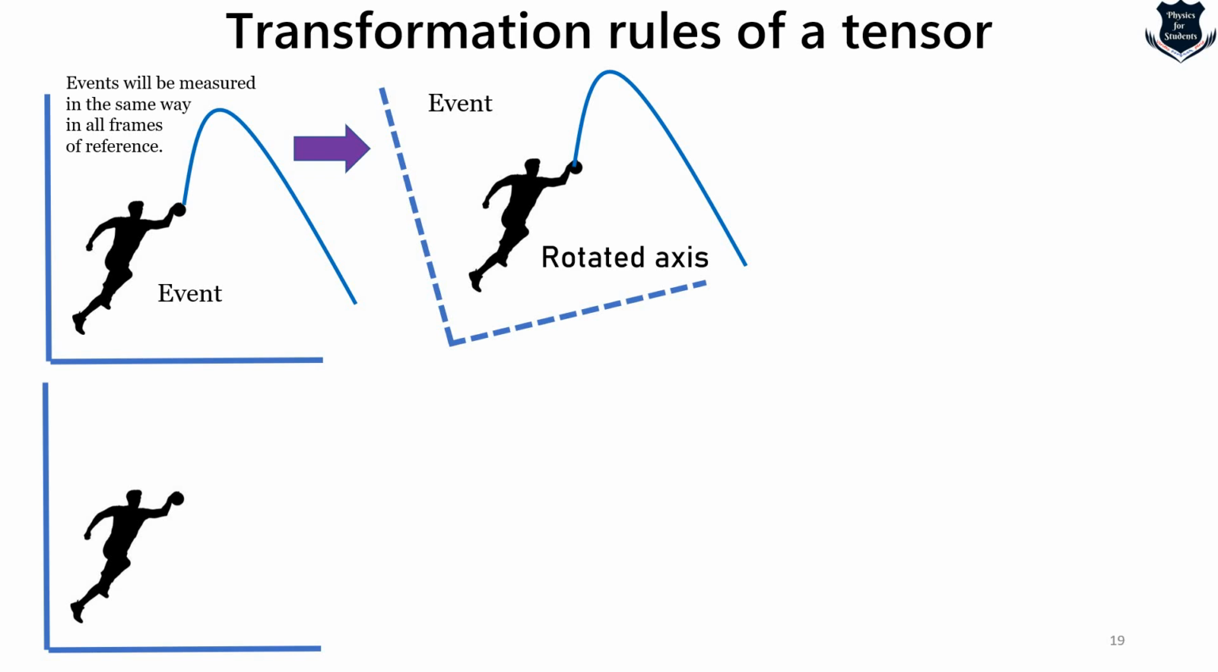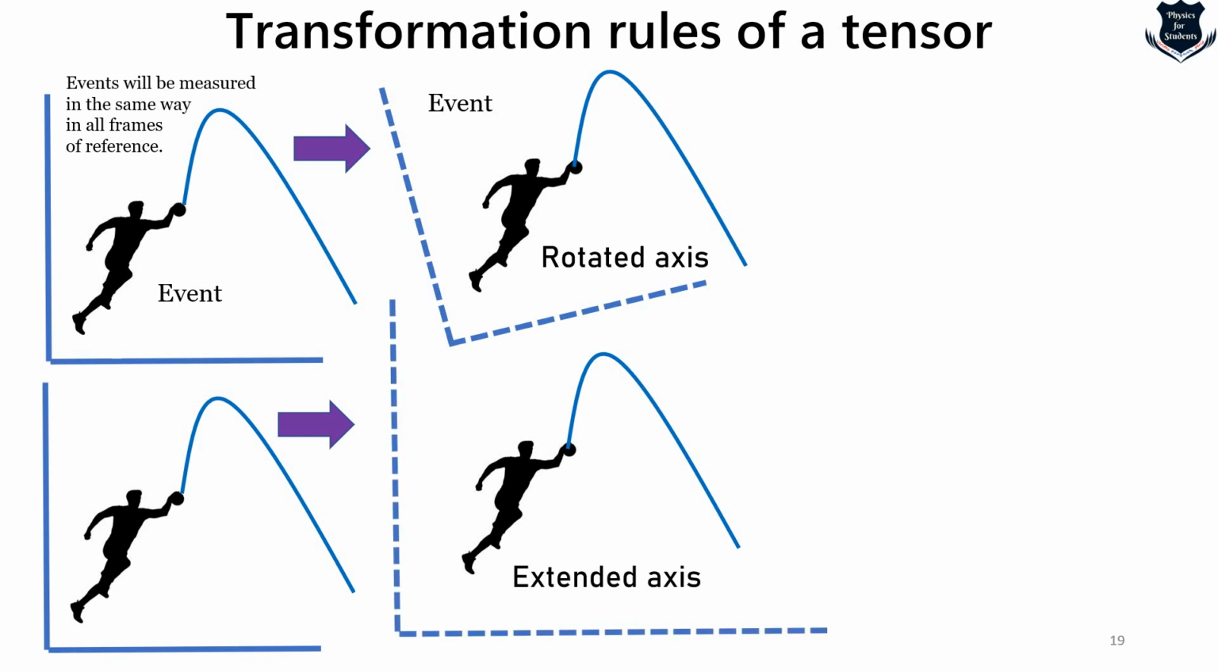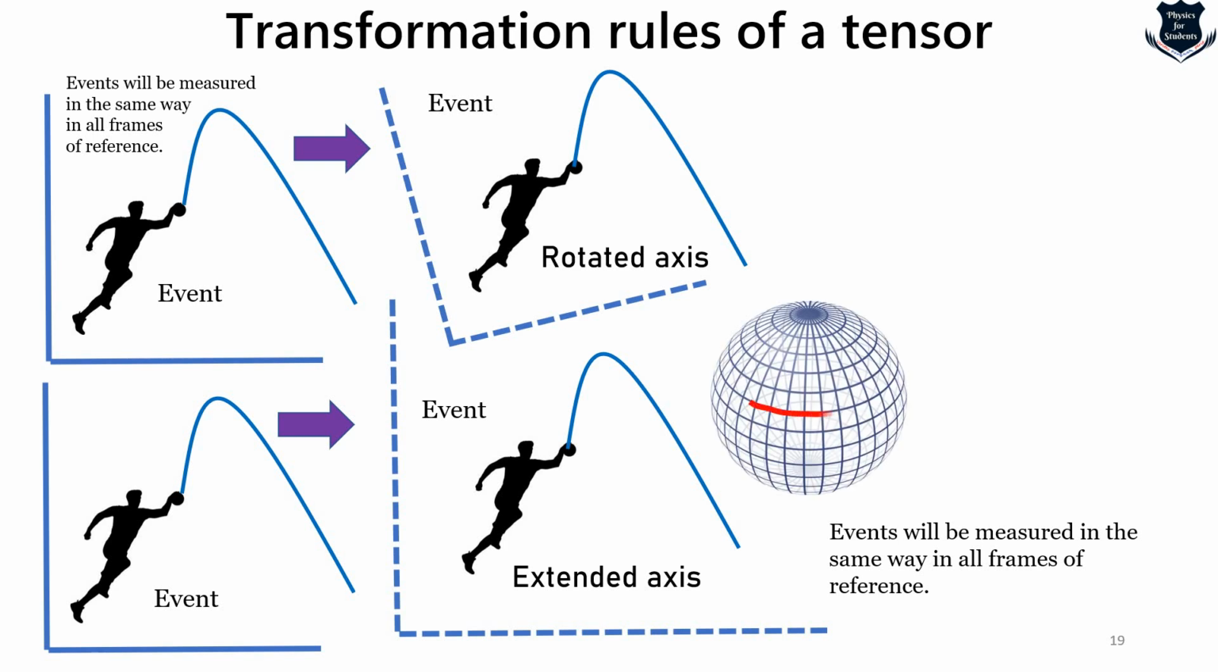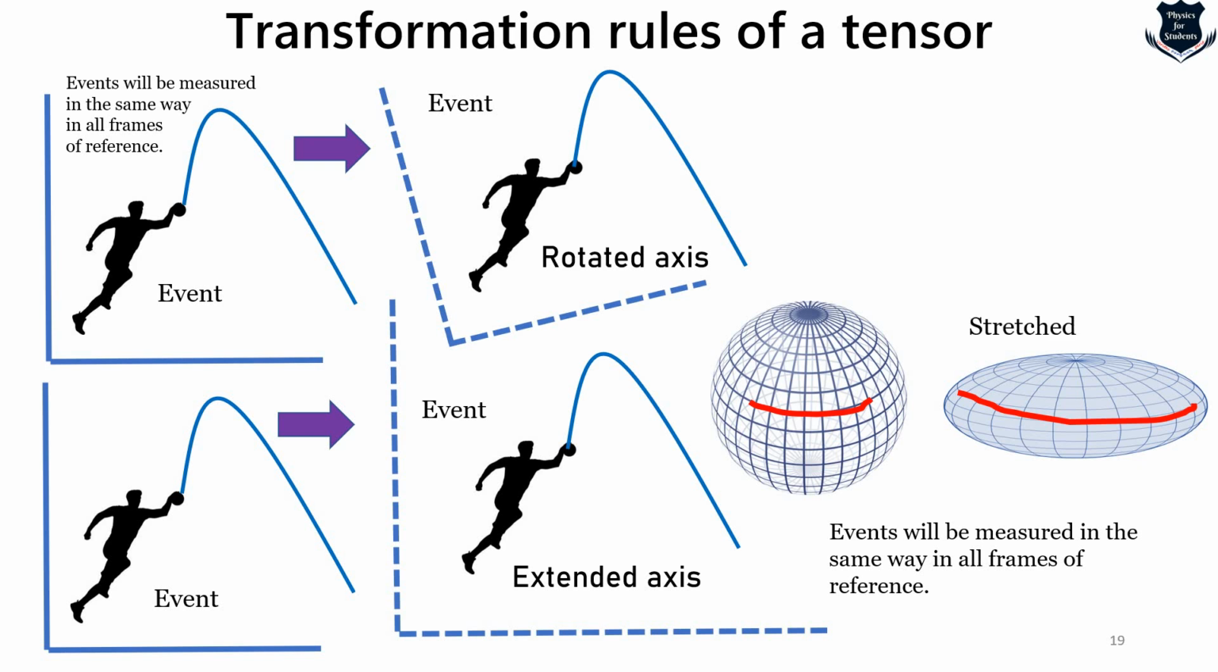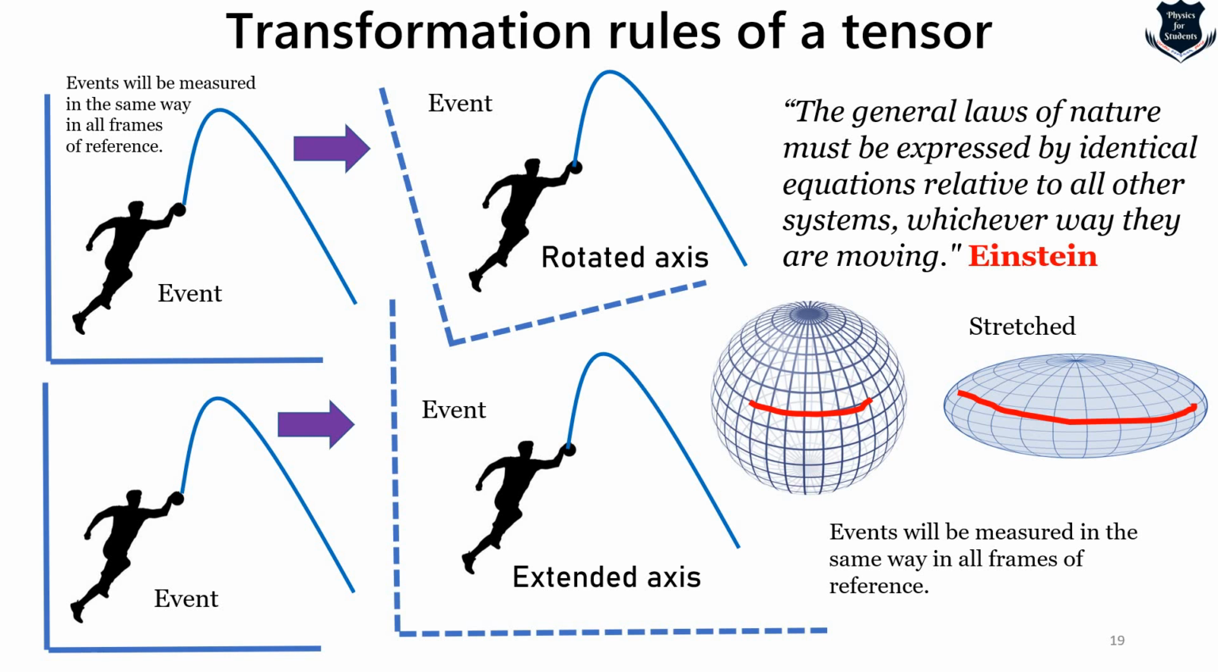Now here is another event. Instead of rotation, what happens if I stretch the axis like this? The axis is extended, but again the event will measure the same thing. So events will be measured in the same way, irrespective of the change in the coordinates. Just the same way this part gets extended in an oblate spheroid, the famous saying of Einstein says that the general laws of nature must be expressed by identical equations relative to all systems, whichever way they are moving. And who does it? The tensors actually perform this idea. So the basic idea remains the same: whatever happens in terms of rotation or geometry, let us term it a manifold, the measurement would be the same, and there should not be any change in the measurement, and that is basically the idea of tensors.